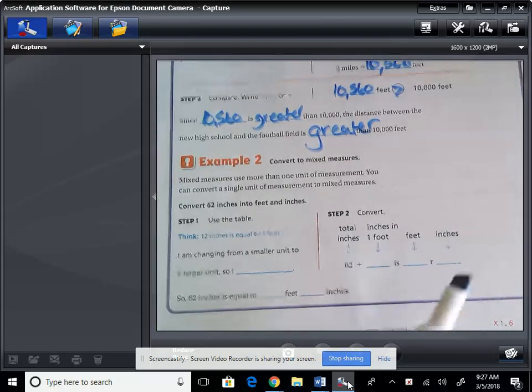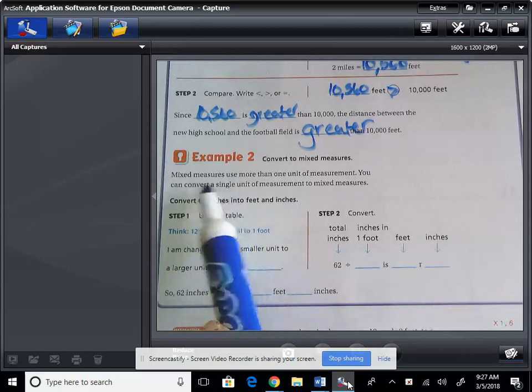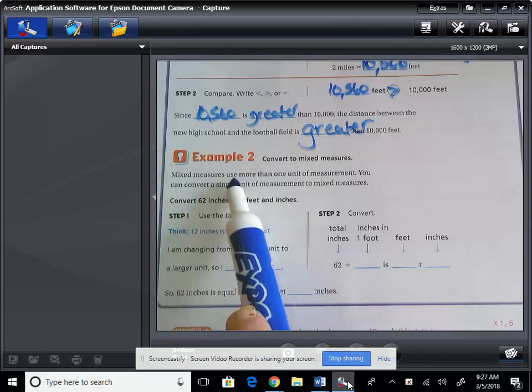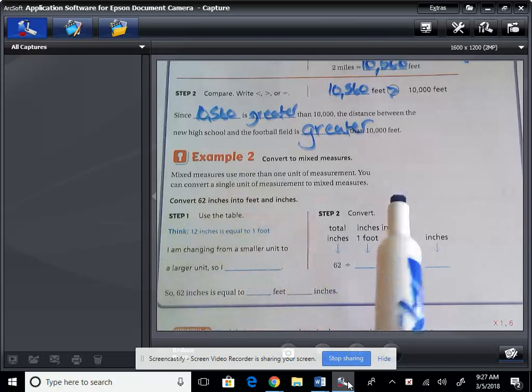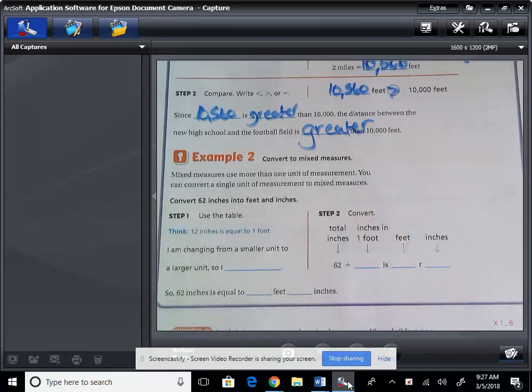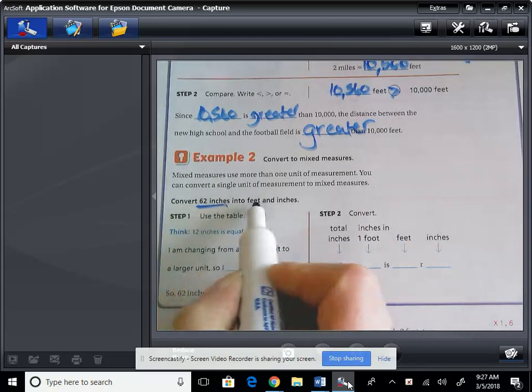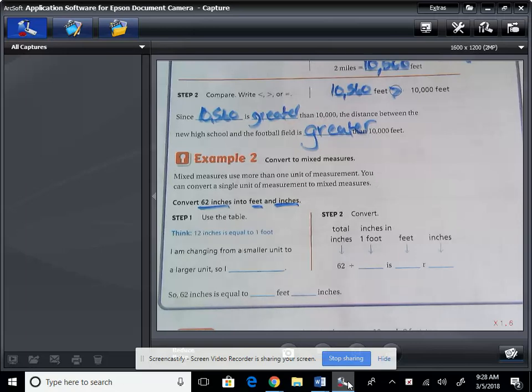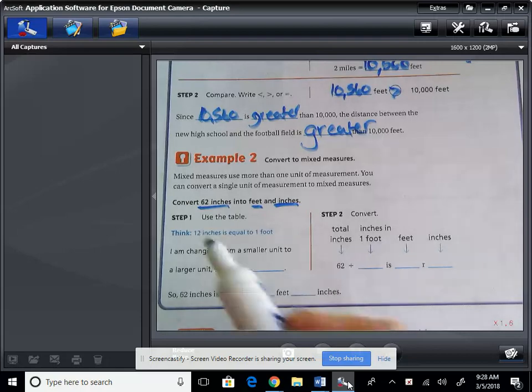Okay, here we go. Mixed measures use more than one unit of measurement. You can convert a single unit of measurement to a mixed measurement. So we're going to convert inches into feet and inches because it's not going to come out equal. We're going to have an equal number of feet, but some inches left over. So we've got to use this table that's up here.